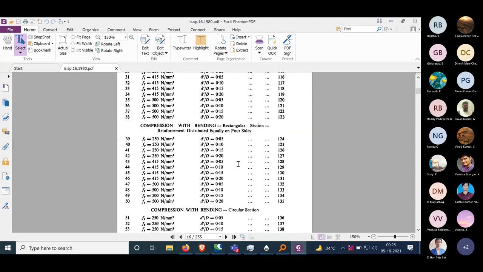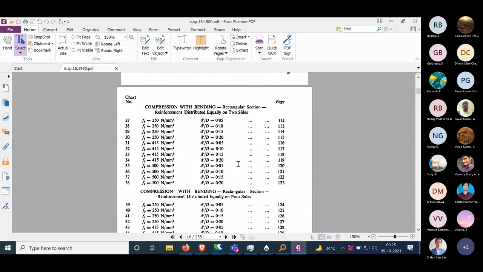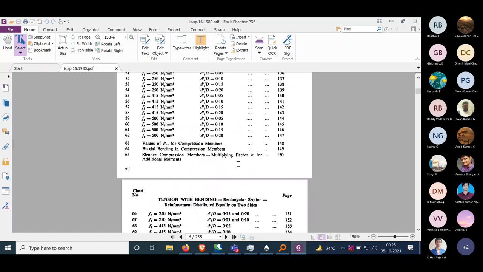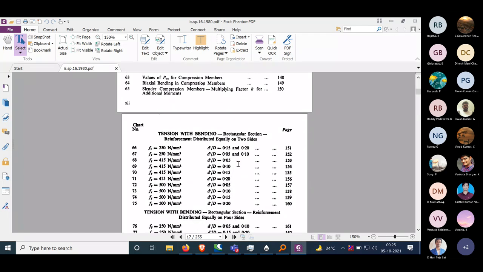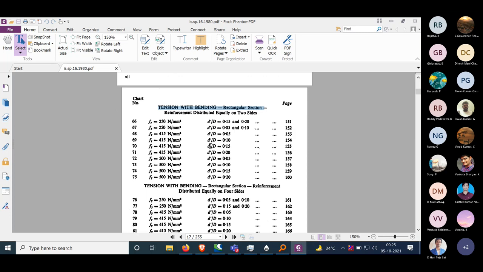Fe415. What is the value of fck? 20, sir. Okay, now which type of section are we doing? Box culvert. Okay, so it will come under this, tension with bending. So here d dash by d, we have calculated as 0.167. So we can take either this one, or this one. Or you can take a value from chart 70, and a value from chart 71, and average it for 0.16.